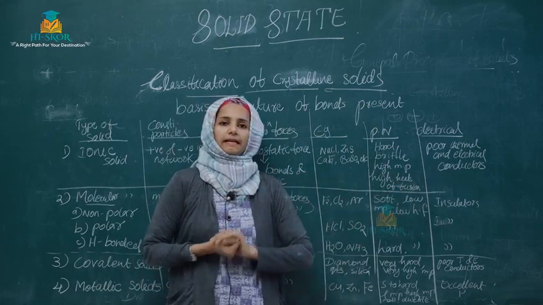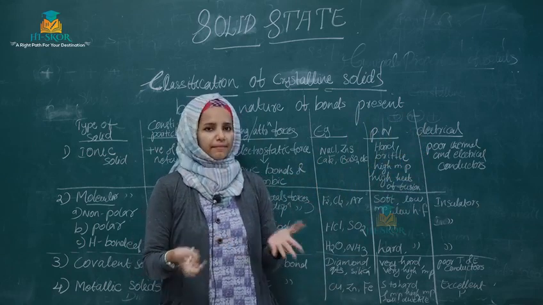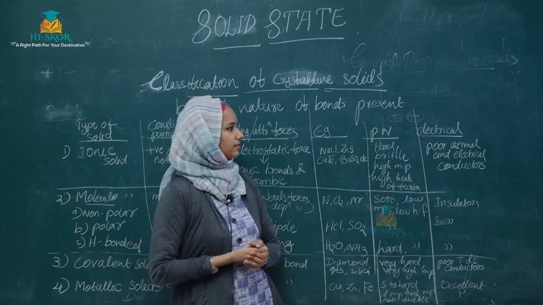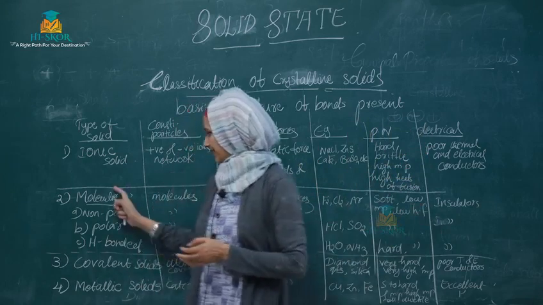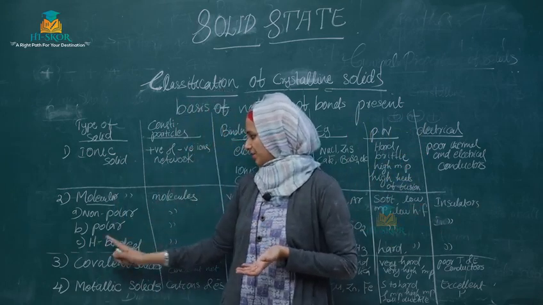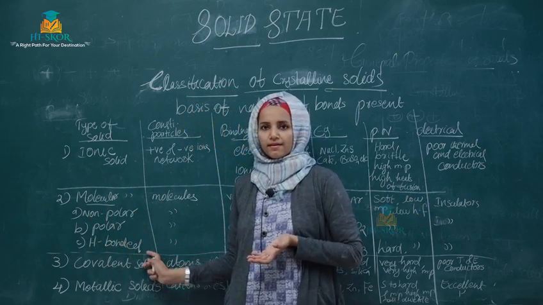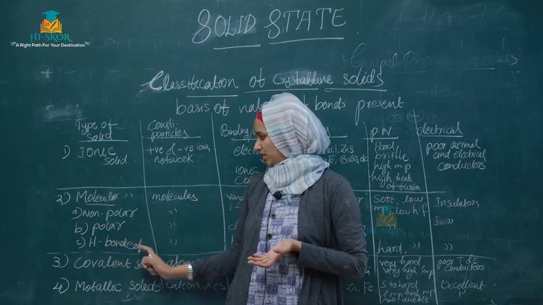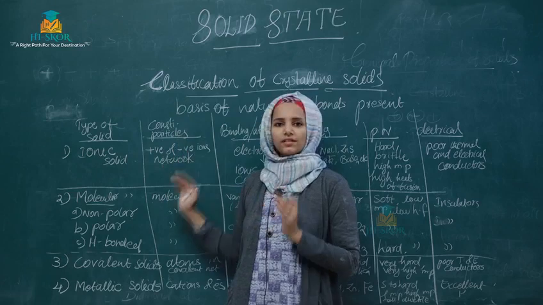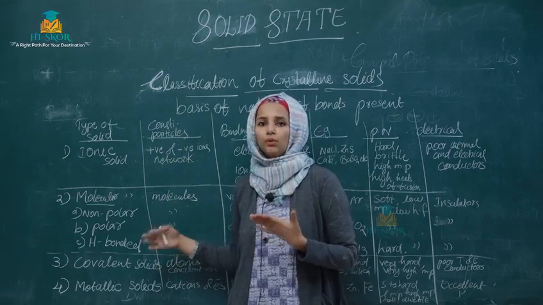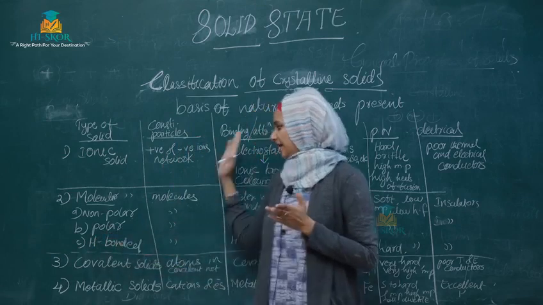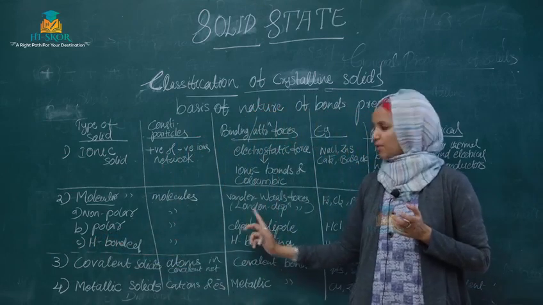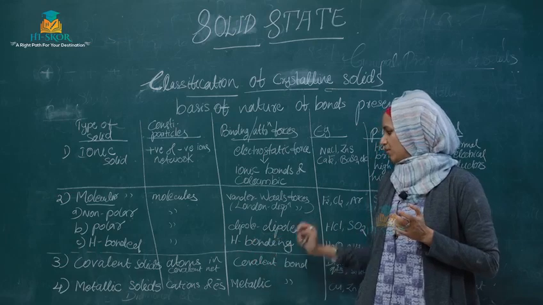The electrical and thermal properties are also the same as those of non-polar molecular solids, that is, they are also simply insulators. The next classification is hydrogen bonded molecular solids. Here also the constituent particles are nothing but molecules, and as the name indicates, the type of bonding is hydrogen bonding.